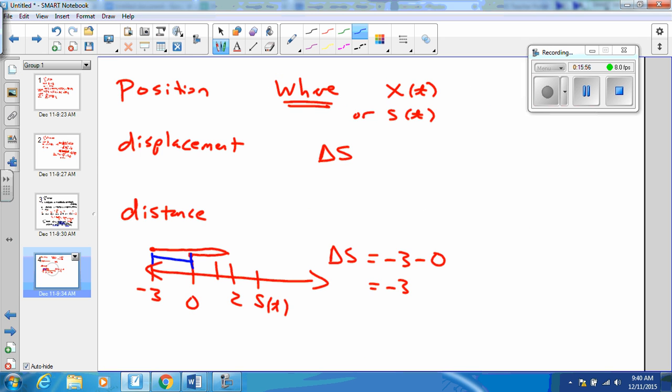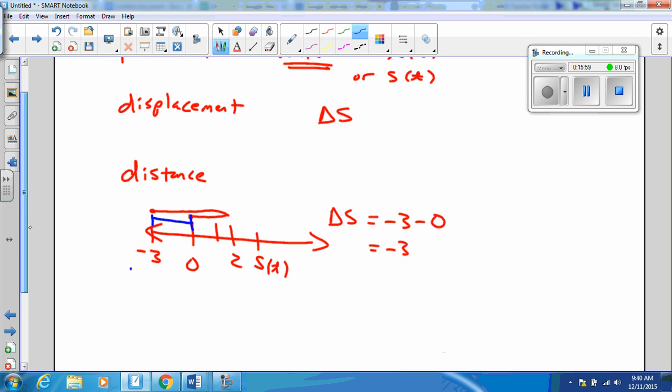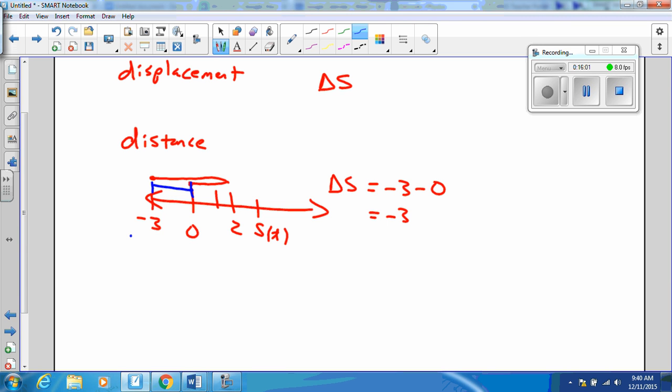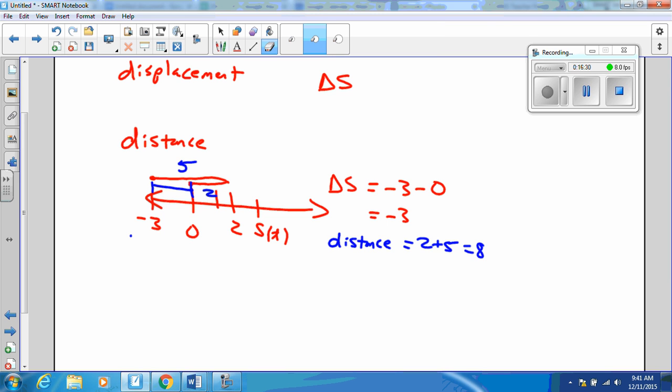I didn't answer one question. What about distance? Well, distance is tricky. For distance, we are looking at the total distance traveled, counting distance forward as positive and distance backward as positive as well. So for this particular trip, my distance traveled was 2 plus 5 is equal to 8. So let's work backwards and think about how we might, 2 plus 5 is 7.